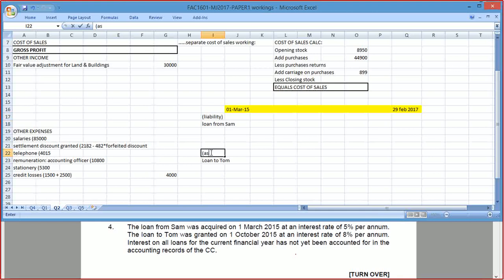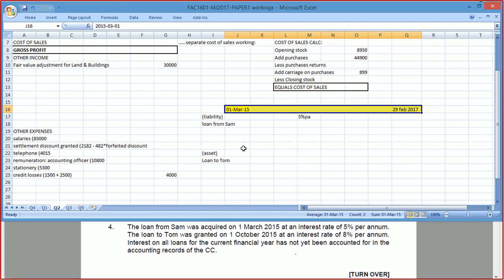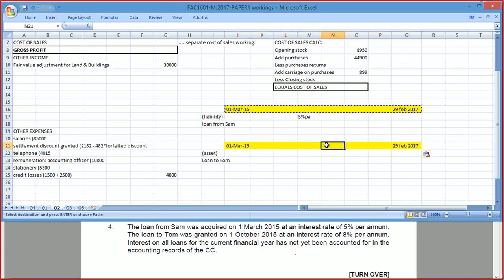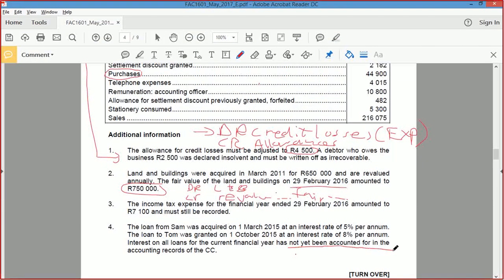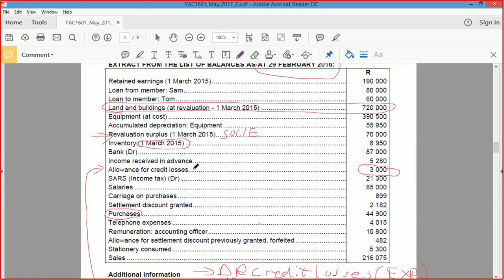Obviously, the opposite would be an asset. Okay, the loan from Sam was acquired on 1st March 2015 at a rate of 5%. So 5% per annum. It was obtained here on the 1st of March. The loan to Tom was granted on the 1st of October. So 1st October is somewhere during the year 2015, at an interest rate of 8%. So 8% for this loan. Interest on all loans for the current financial period have not been accounted for. So must we account for it? Of course we do. Okay, yes.